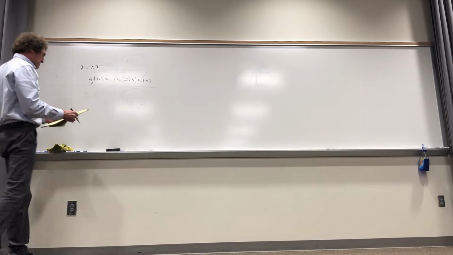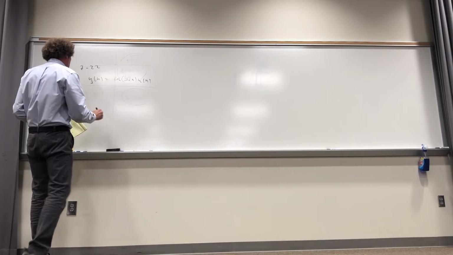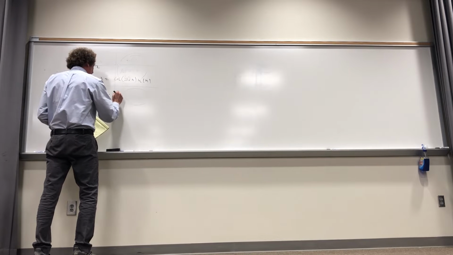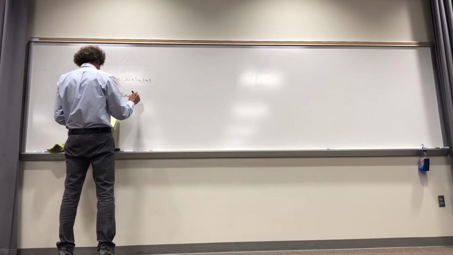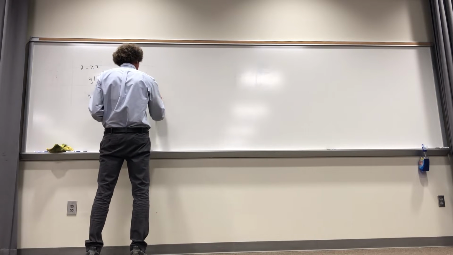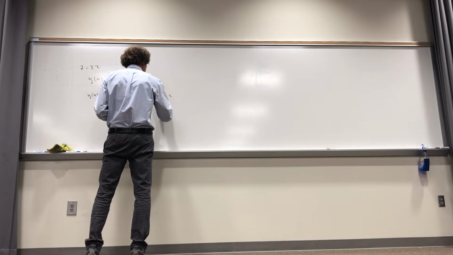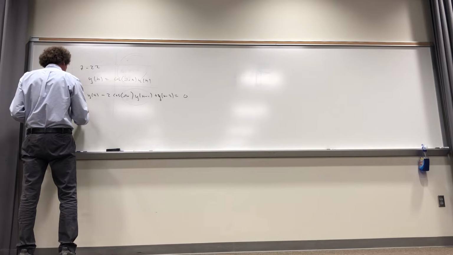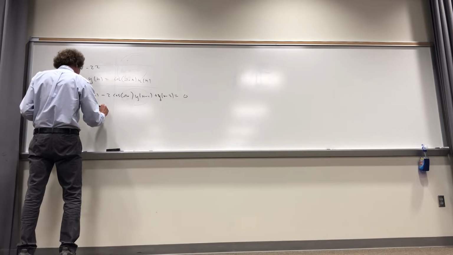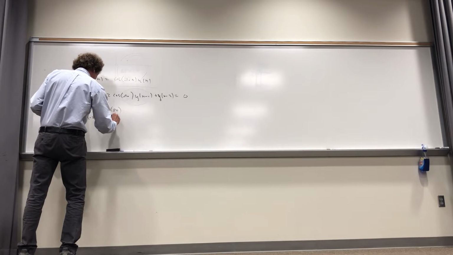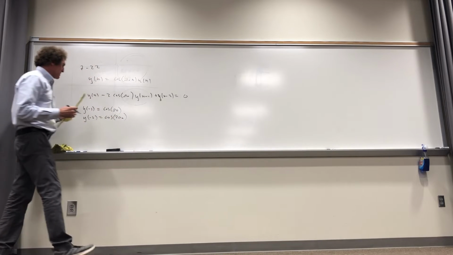So the difference equation that they have is y of n minus 2 times cosine of omega naught times y of n minus 1 plus y of n minus 2 equals 0. And they have some initial conditions. They say y of minus 1 is equal to cosine of omega naught, and y of minus 2 is equal to cosine of 2 omega naught. So these are the initial conditions.